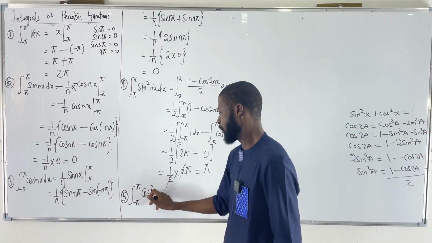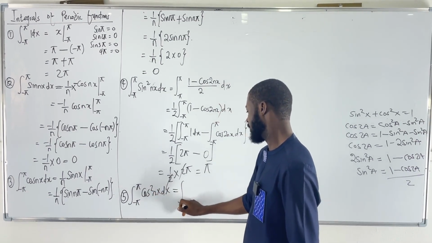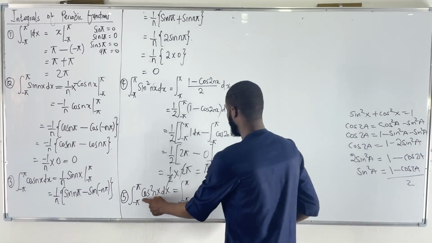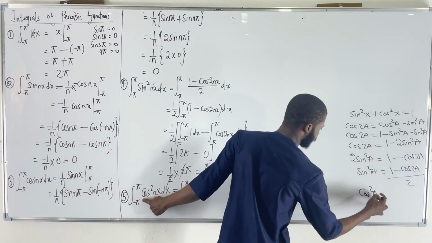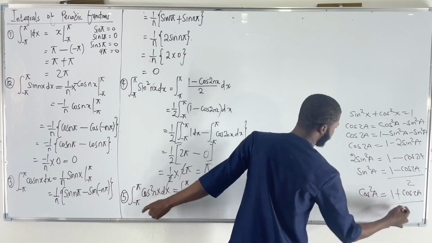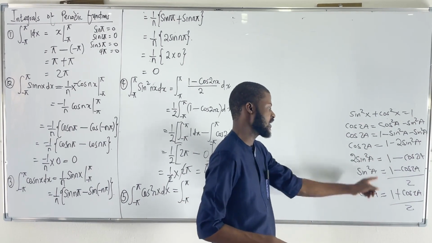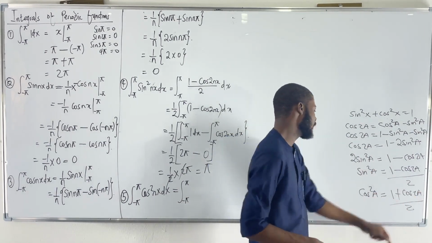cos squared nx dx. So we have minus pi to pi. Now, for us to change this cos squared nx, the same way we did this one, cos squared a is equal to 1 plus cos 2a all over 2. I don't want to derive it, but it's still based on this same derivation. Cos squared a is 1 plus cos 2a over 2.